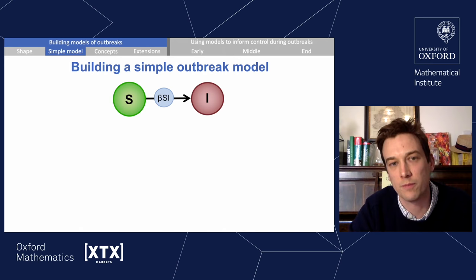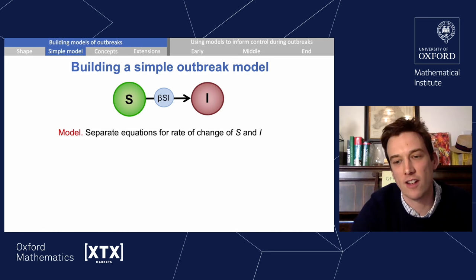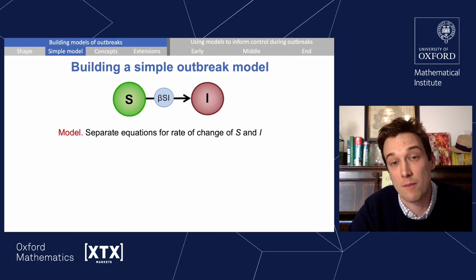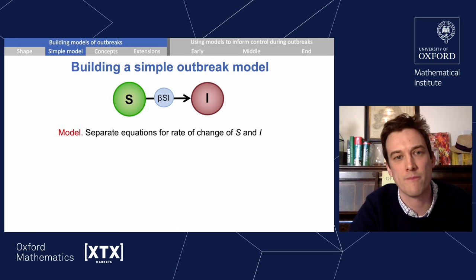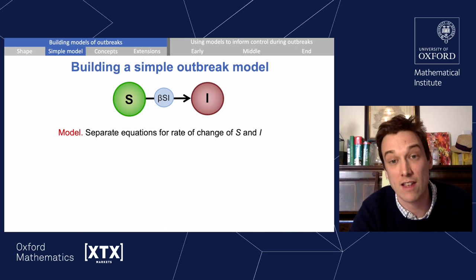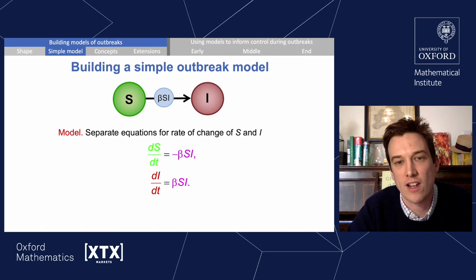So this is the SI model that I just described. We can write down equations for this particular model. The key point of this is the idea of compartmental modelling. It's not the precise equations, but for those of you that are interested, I'm going to show them. We have two separate equations. One describes the rate of change of the number of susceptible individuals, and the other describes the rate of change of the number of infected individuals. So we write down two equations that look a little bit like this.